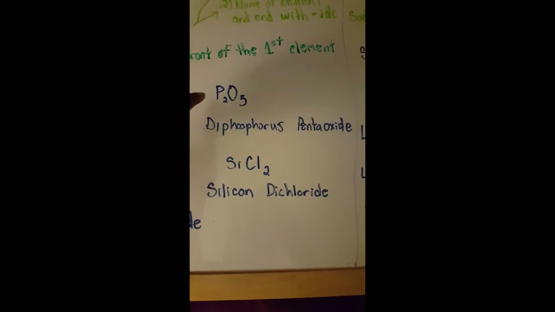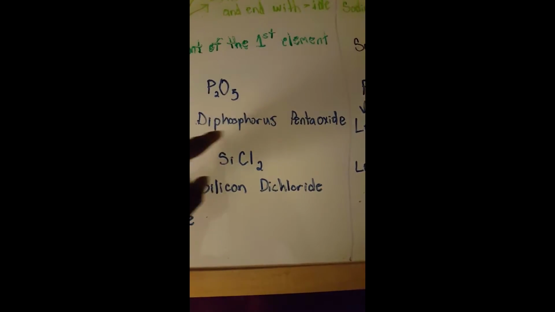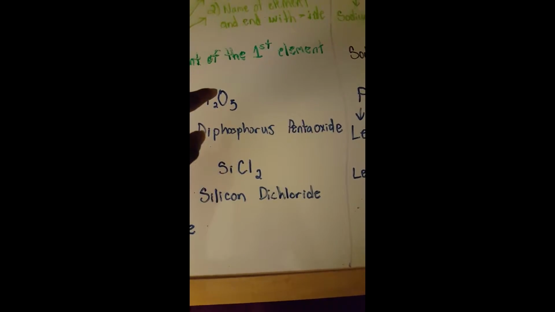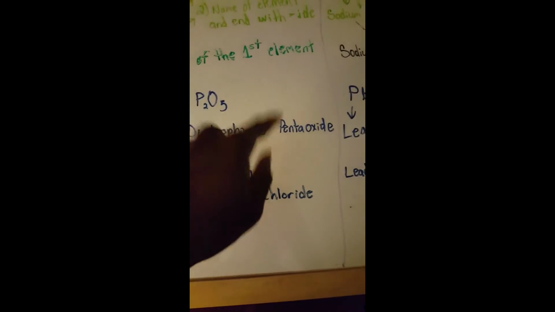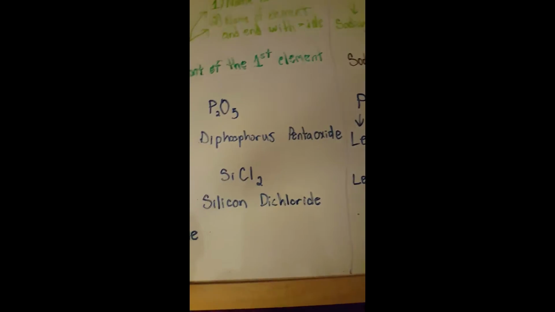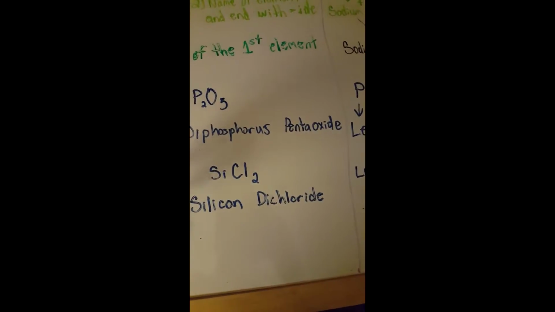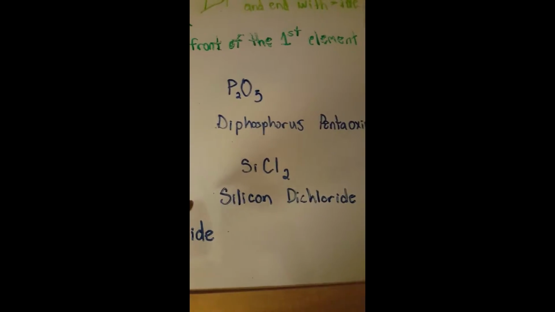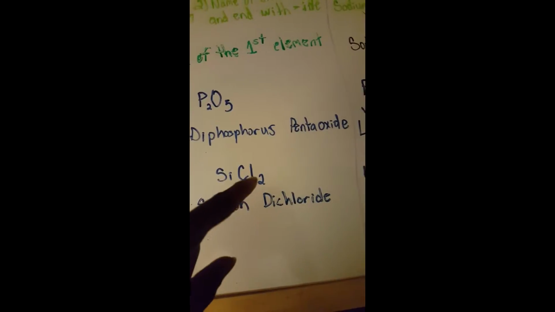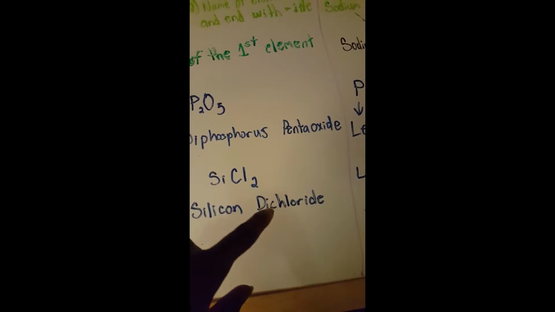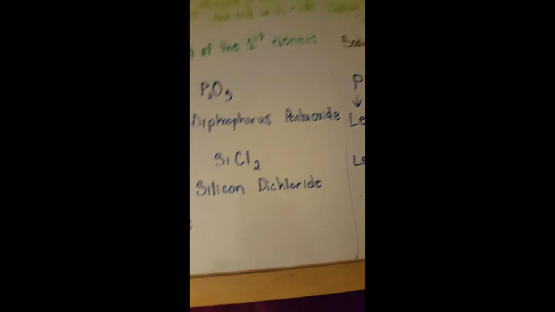As you can see here, phosphorus has 2, so there's 2 phosphorus, so that would be diphosphorus. And oxygen has a 5, that's 5 oxygens, so that would be pentaoxide. And for here, silicon doesn't have one, and you wouldn't put a mono in the front. And then chlorine has 2. There's 2 chlorines, so it'll be dichloride. So silicon dichloride.